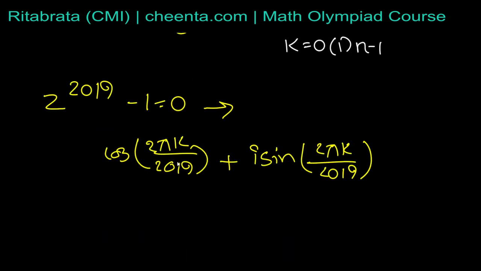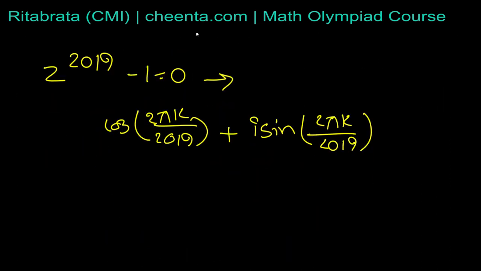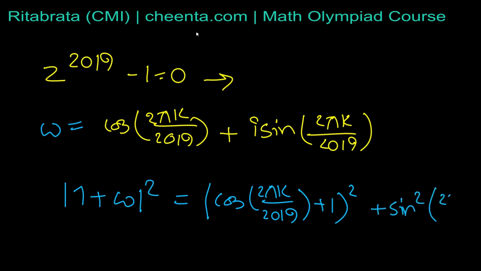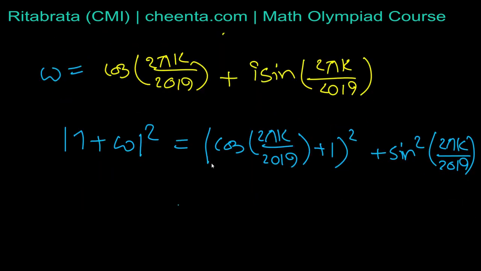So we need to find those among them which satisfy mod of omega plus 1 greater than or equal to root over 2 plus root 2. Say for some k, call this omega. So what is mod of 1 plus omega whole square? That is cos 2k pi by 2019 plus 1 whole square plus sin square 2 pi k by 2019, and this is the same as 2 plus 2 cos 2 pi k by 2019.